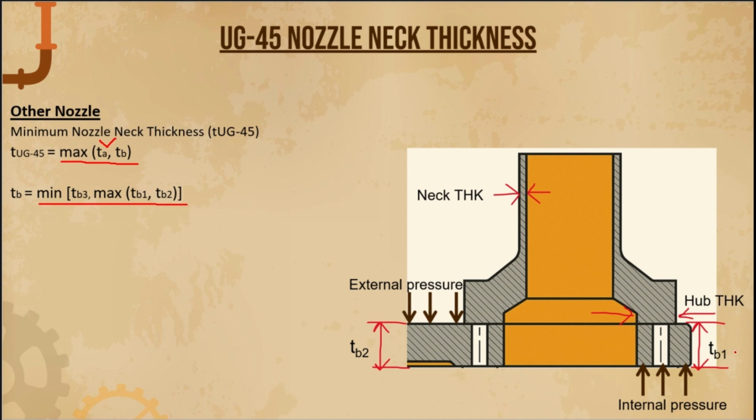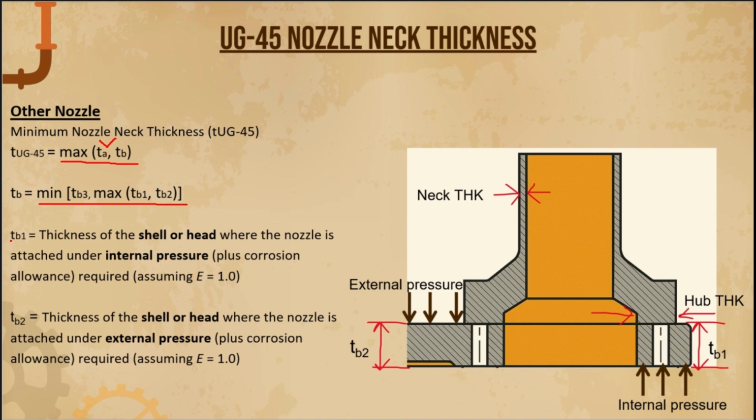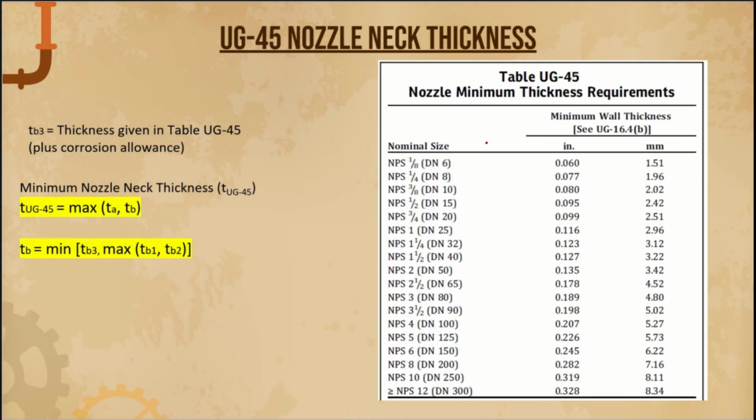We already know TB1 and TB2. TB1 is the thickness of the shell under internal pressure and TB2 is the thickness of the shell under external pressure. This TB1 we can calculate as per UG-27 and this TB2 we will calculate as per UG-28. So let us see how we need to calculate TB3.